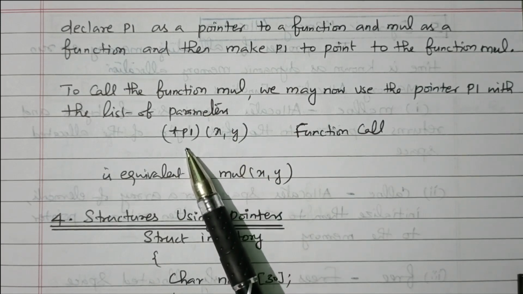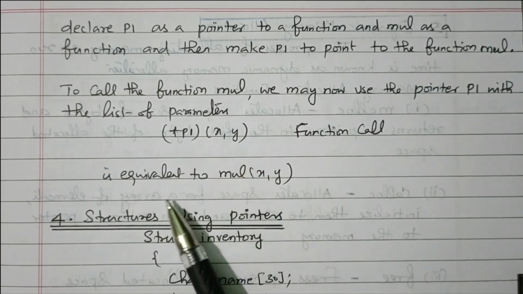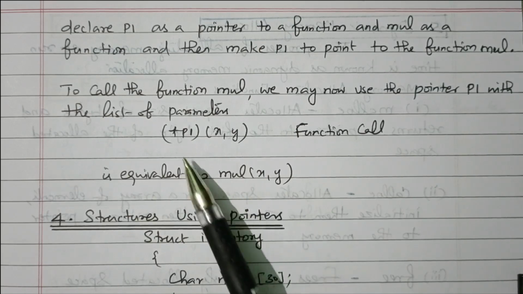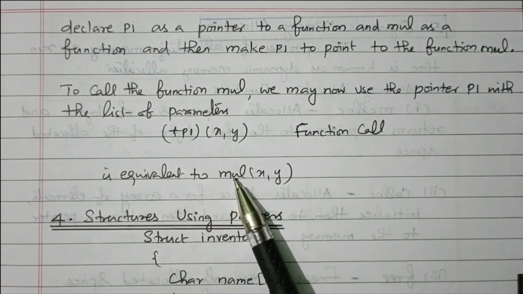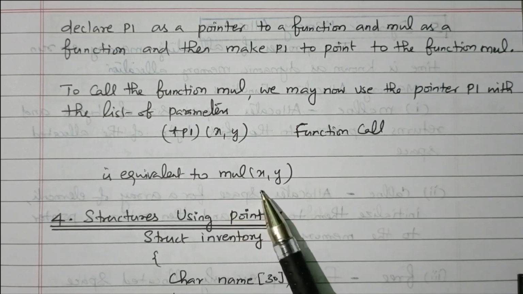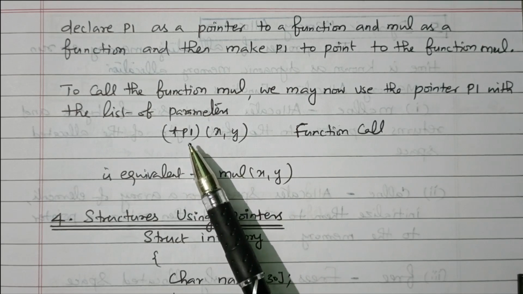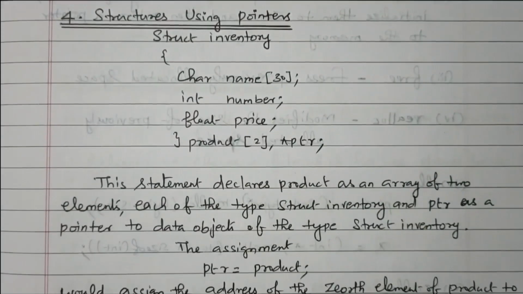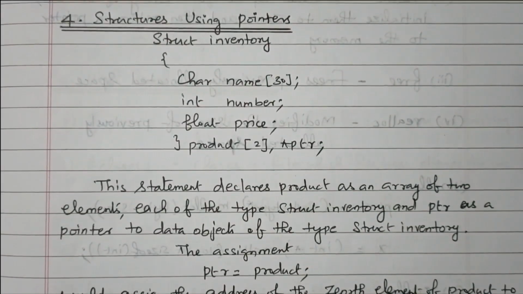We are calling the function mul using the pointer. So it is equivalent to mul(x, y), right? Mul and p1 are already assigned. So we can call mul(x, y) as the normal call, and this is calling the function using a pointer, right? Similarly, we'll see the structure using pointers. How are we using pointers in a structure?